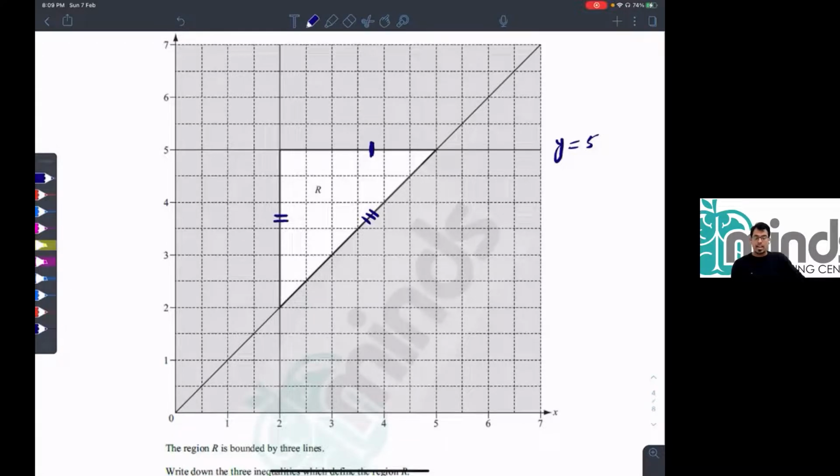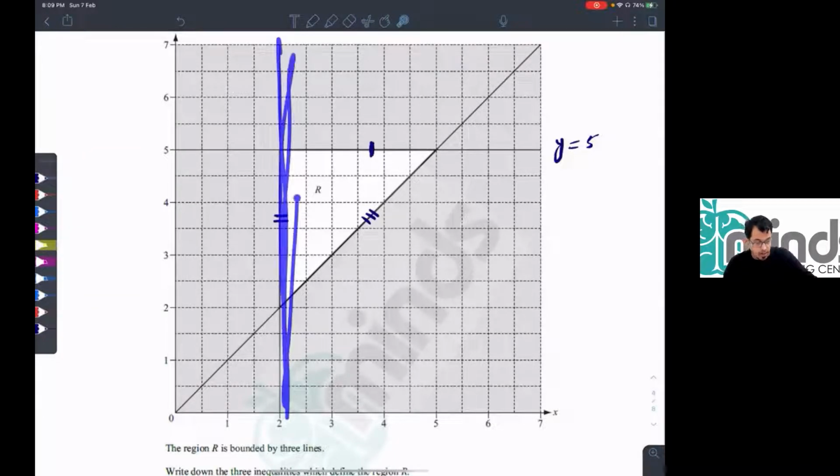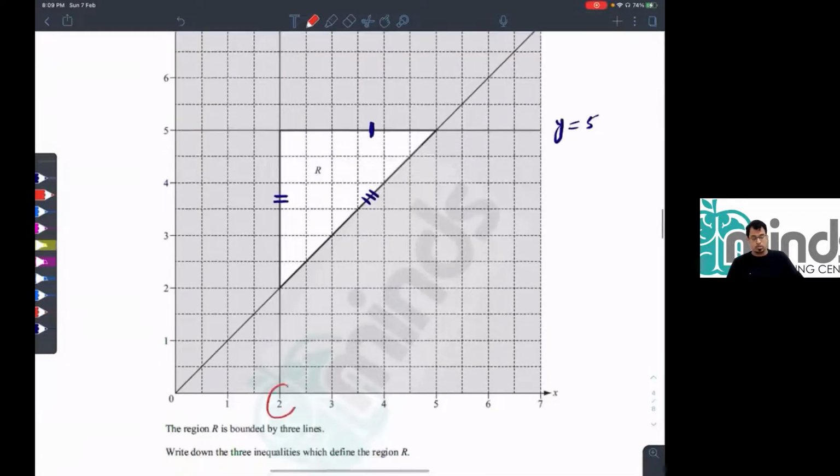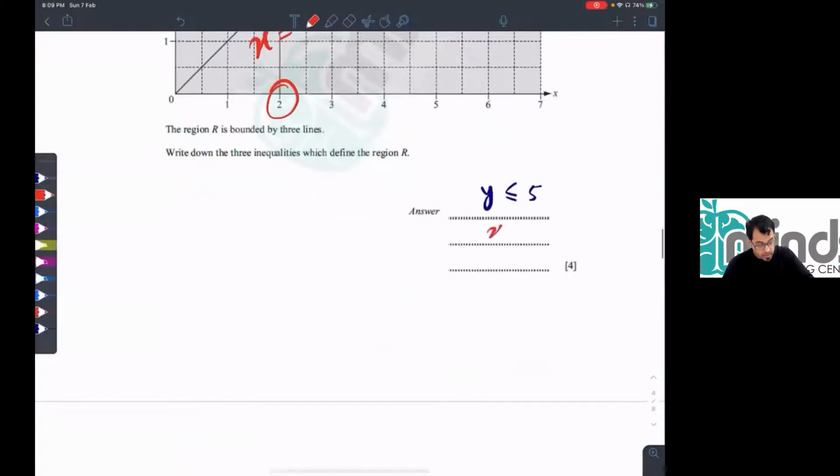Now, look at the second line, which is a vertical line. I'm talking about this line. The equation of this vertical line is x equals 2, because this line is touching x equals 2. The region R is on the right of the line. So can I say x is greater than or equal to 2? How many of you are actually getting it?